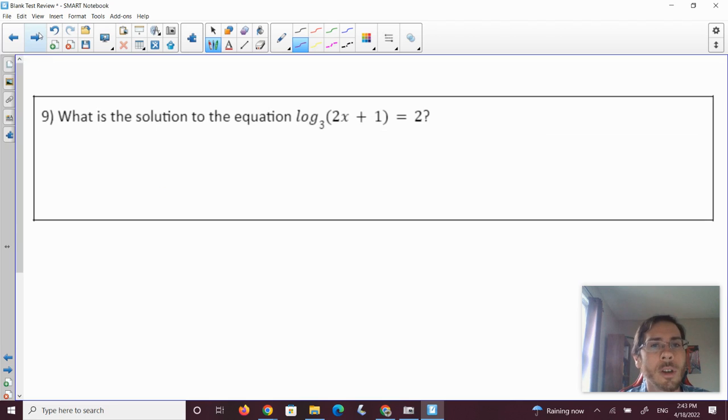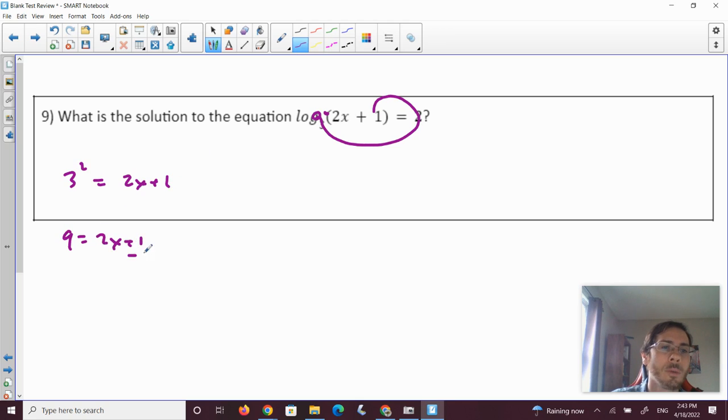All right, for part 9, what's the solution to the equation log base 3 of 2x plus 1 equals 2? Again, we're just going to go ahead and make a nice little snail here. Say 3 to the 2nd equals 2x plus 1. So that means 9 is equal to 2x plus 1. Subtract 1 both sides. 8 is equal to 2x. Divide by 2. 4 is equal to x. All right, all set. Seems pretty good.